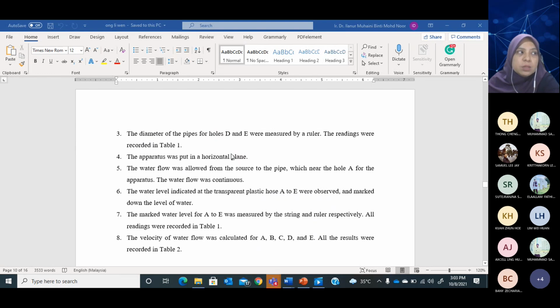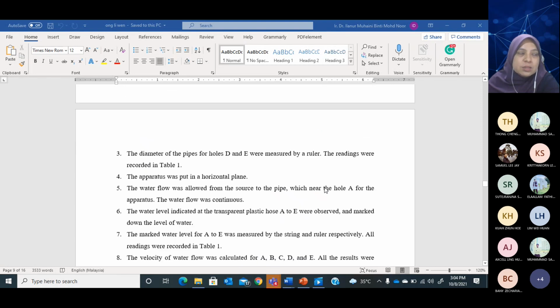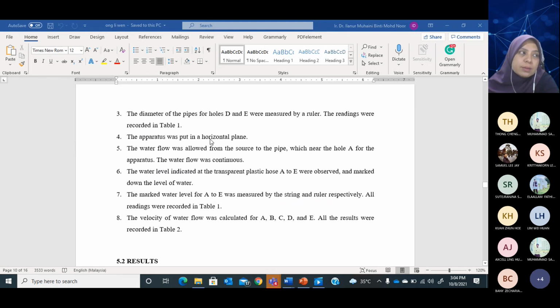Next, the diameter of the pipes for holes D and E were measured using a ruler. How to measure using a ruler? It can be done, because this one is small, right? So you measure the diameter, then you can find the radius, divide by 2. Readings were recorded in table 1. The apparatus was put in a horizontal plane. There are some experiments where you need to put the apparatus in a vertical plane, one on top of each other.